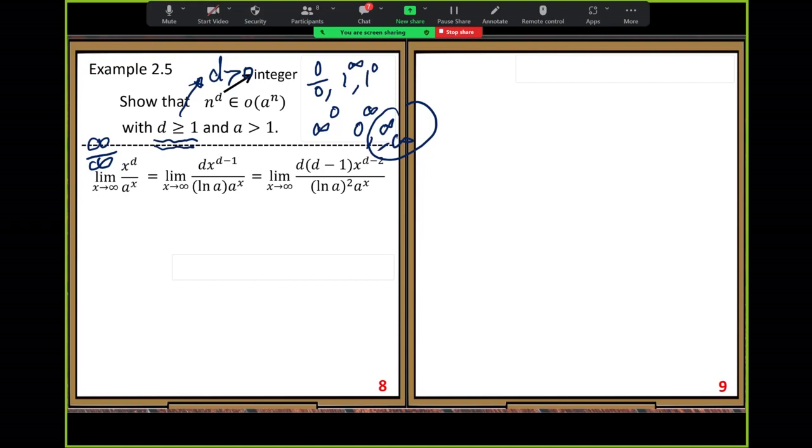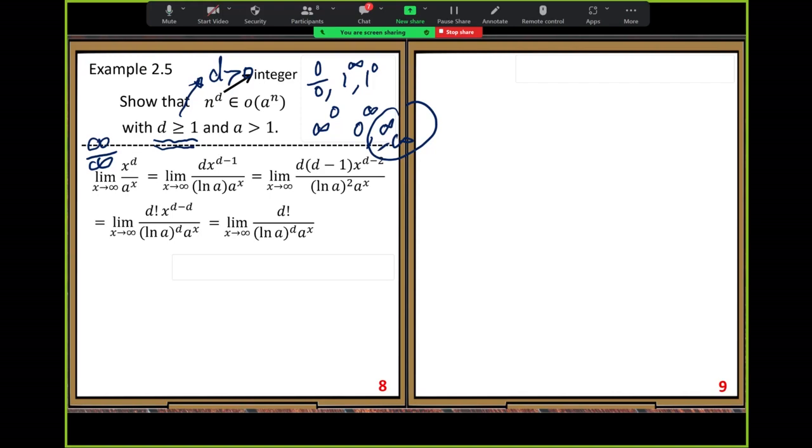So let's apply L'Hopital's rule another round. If d is greater than 2, we apply another round. Keep going like this all the way down to the last one, d rounds. We apply L'Hopital's rule d times. So x to the d minus d is x to the 0, which is 1. So the numerator becomes a constant. Now it's not indeterminate form, so we can stop.